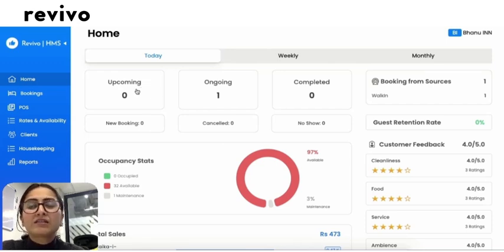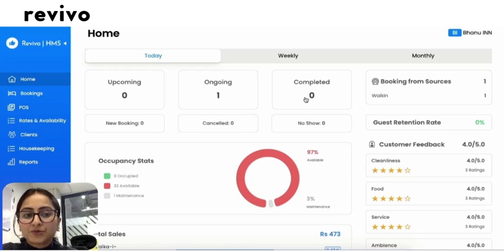These are the bookings that are yet to be checked in. Ongoing bookings are the bookings or the guests that are already staying in your hotel, and these are the guests that have been checked out. From here, you can get to know about the new bookings, number of new bookings, then number of cancelled bookings, and here the customers or the guests that have not showed up.